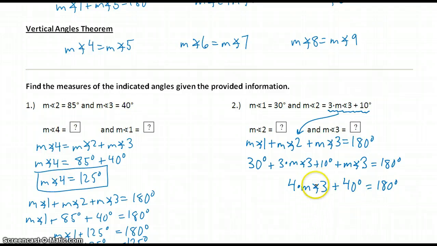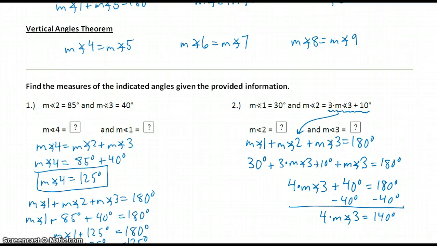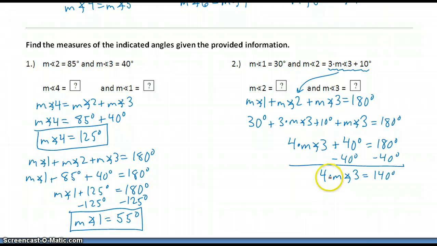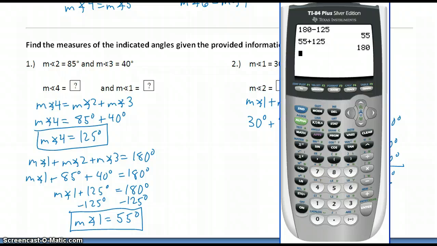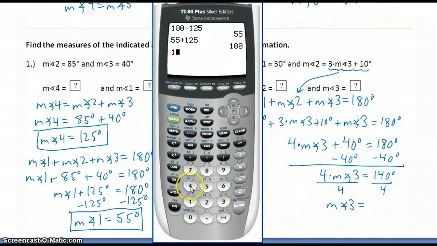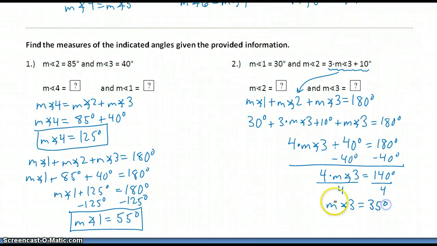Now if this was an x, to solve for x, I would subtract 40 from both sides. That's what I want to do. To get rid of this 4, I have 4 times the measure of angle 3, so I'm going to divide by 4. If I have 4 of them, I'm going to have to divide by 4 to find out what each one equals. 140 divided by 4 equals 35 degrees.